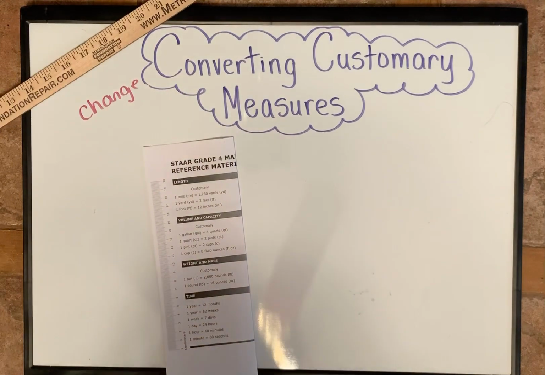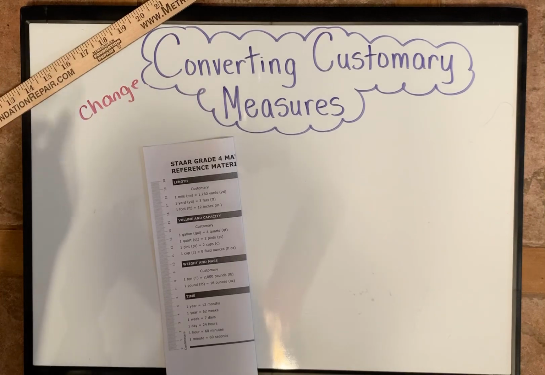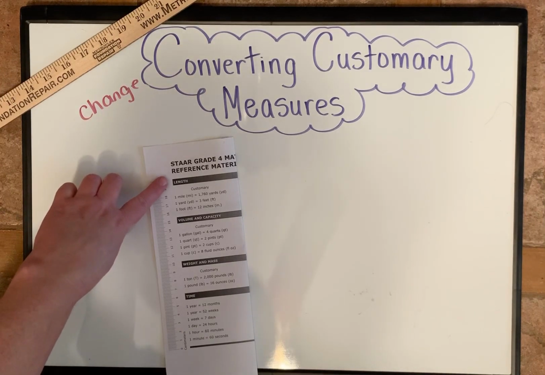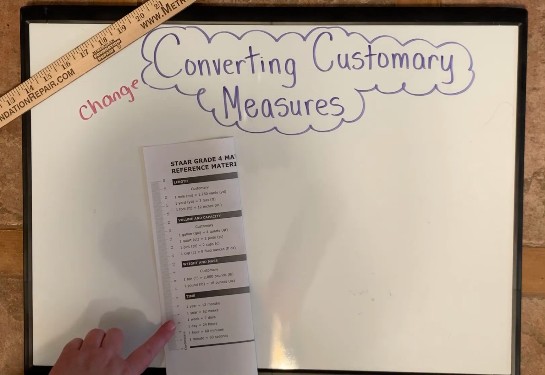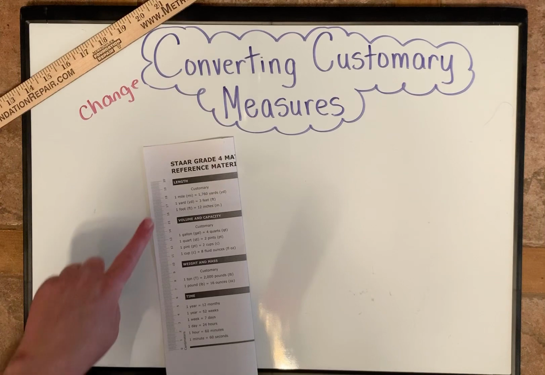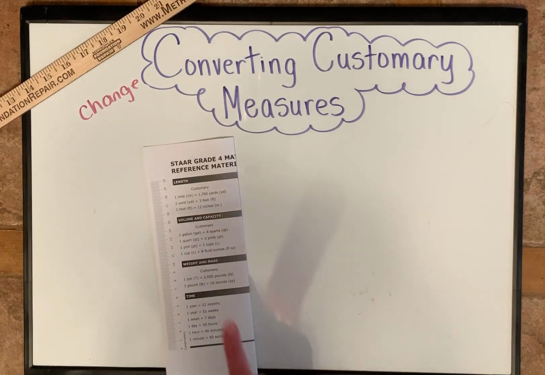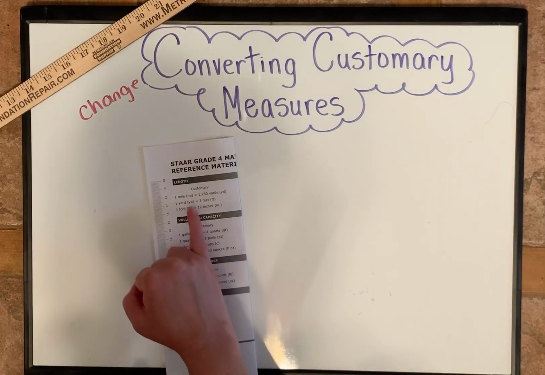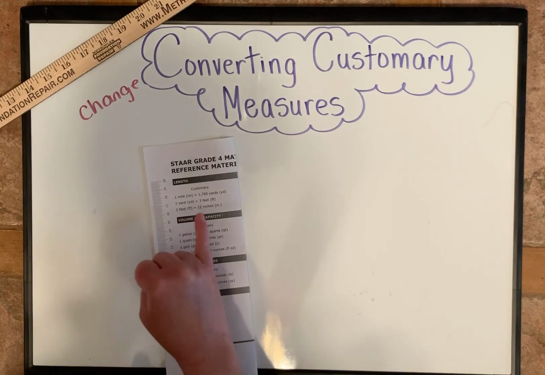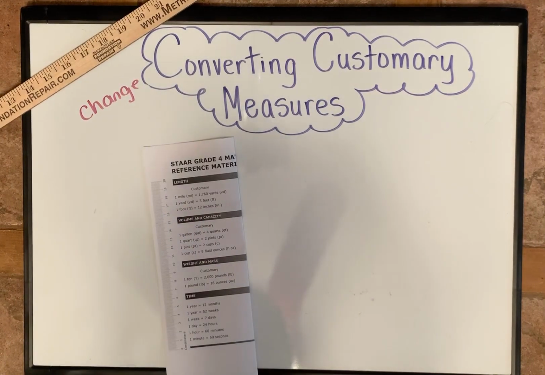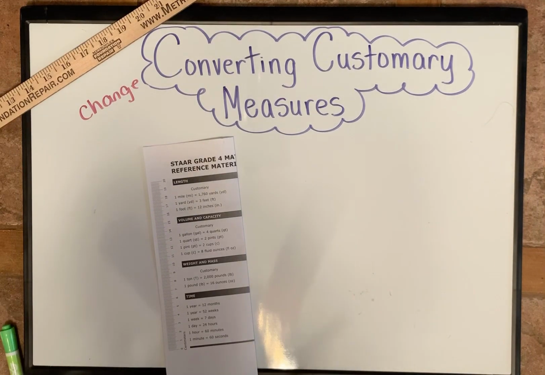So we talked before spring break about how our measures are divided into three parts when we converted length, volume and capacity, and weight. We'll get to time later. So let's just talk about length right now. These are set up from largest to smallest. So mile is the largest unit, yard is the next, foot is the next, and inches is the smallest unit for length with customary measures.